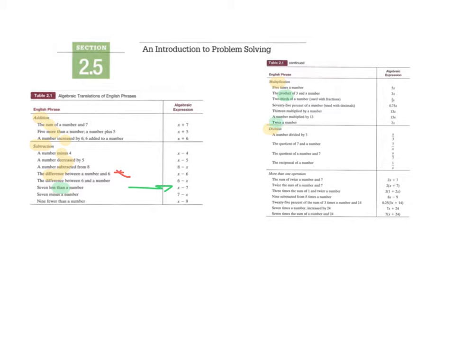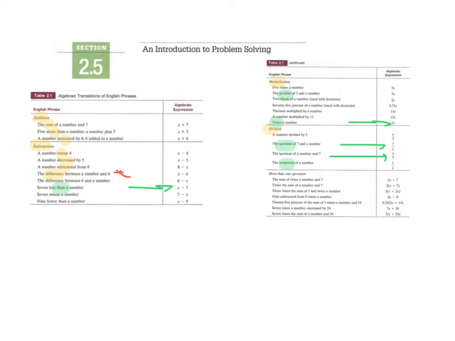Things like twice. Twice a number means 2 times. Divided, the one word that we might want to look at is quotient. Quotient means division, and you write it like you read it. 7 is on top when it's written first, but if it's written second, like this one right here, it's on the bottom. Depends on what's written first. Reciprocal is another one that means division.